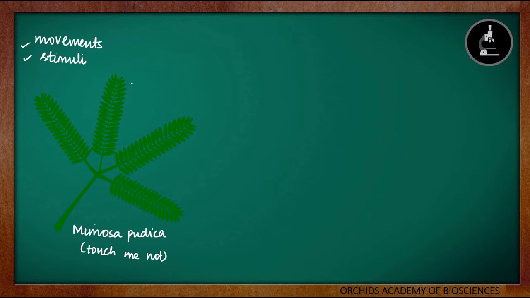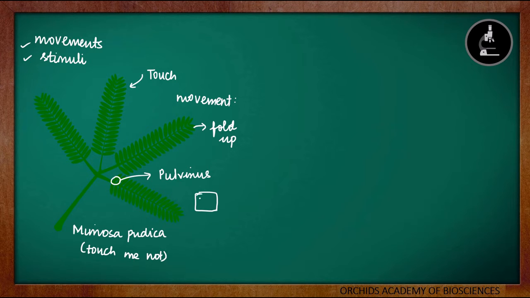So the stimulus for this plant is the sensation of touch, due to which the movement they show is the folding up of these leaflets. So these leaflets fold up in response to the stimulus of touch. If we look, the base of every leaflet has a pulvinus, and the cells of this pulvinus are always filled with water. So the cells of the pulvinus have a rigid shape and are filled with water.